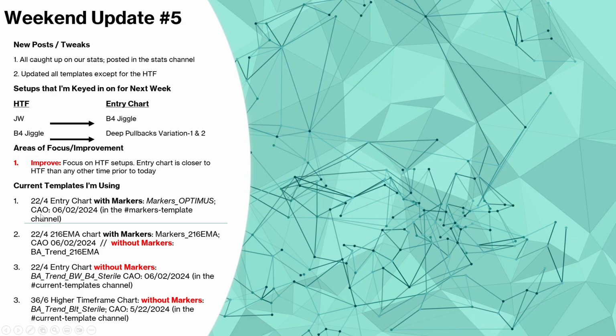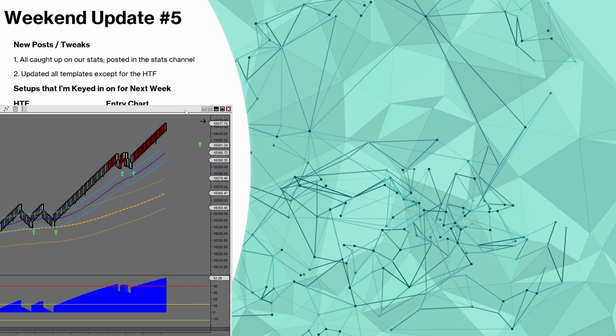Current templates I'm using are all listed here. The CAO is the current as of date, so when you go into the markers templates or the current templates channel, that's where you will find these actual templates that I'm using. Names are listed here, the current as of dates, and just dig those things out, use what you need to. All right, let's drag a chart over and just talk about some of the stuff we're doing.